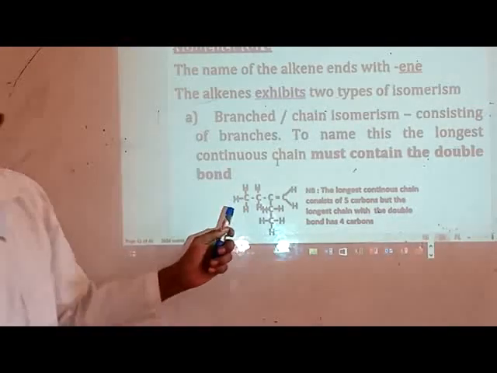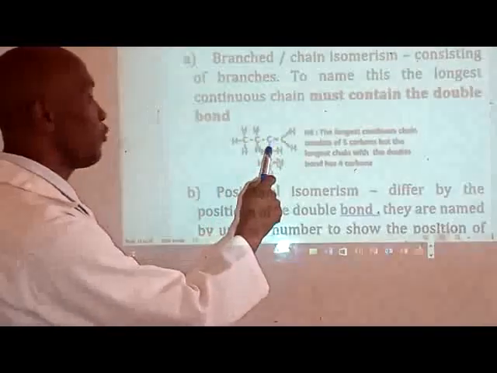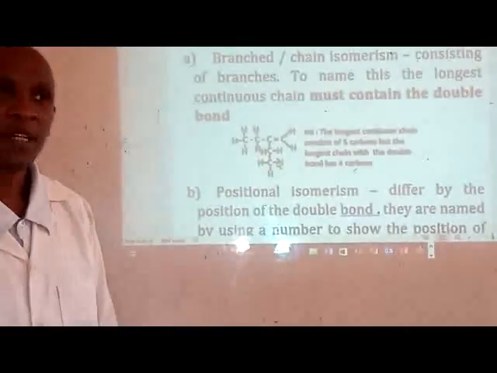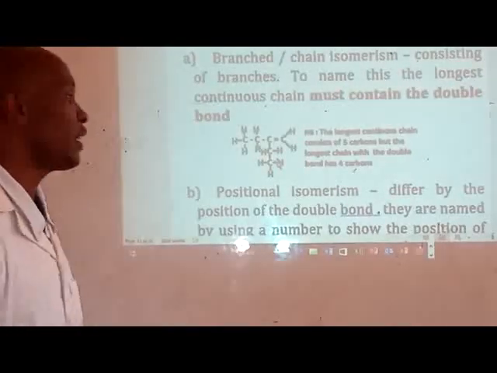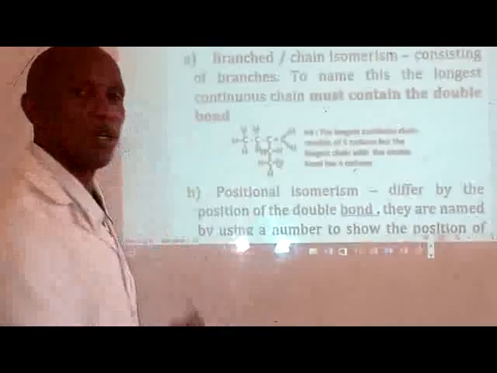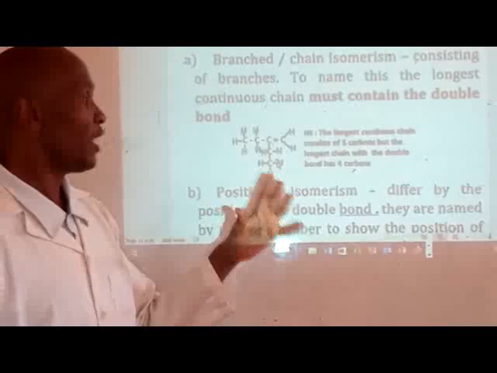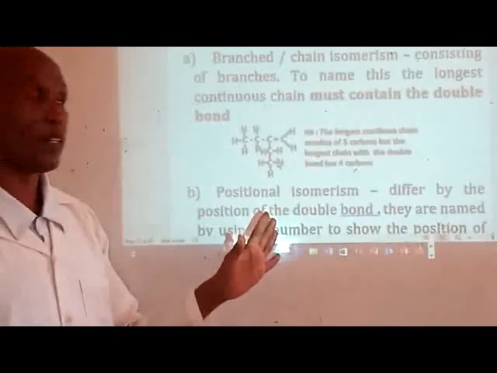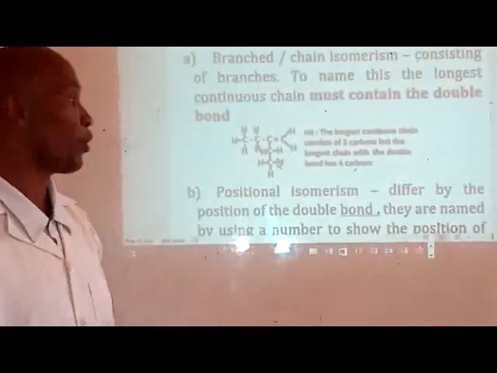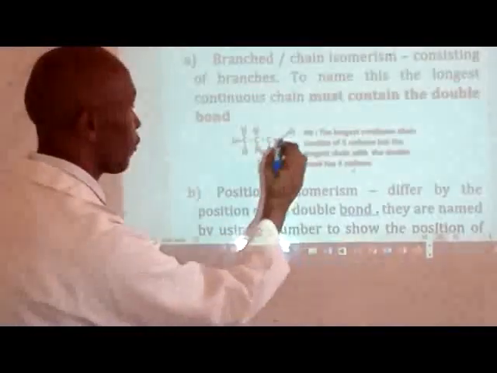For instance, the structure I have here, the longest continuous chain has 1, 2, 3, 4, 5. But the longest continuous chain containing the double bond has 1, 2, 3, 4, or 1, 2, 3, 4. So I use the one that has 4. Then the other thing, the double bond must gain preference. You must give it the lowest possible number.